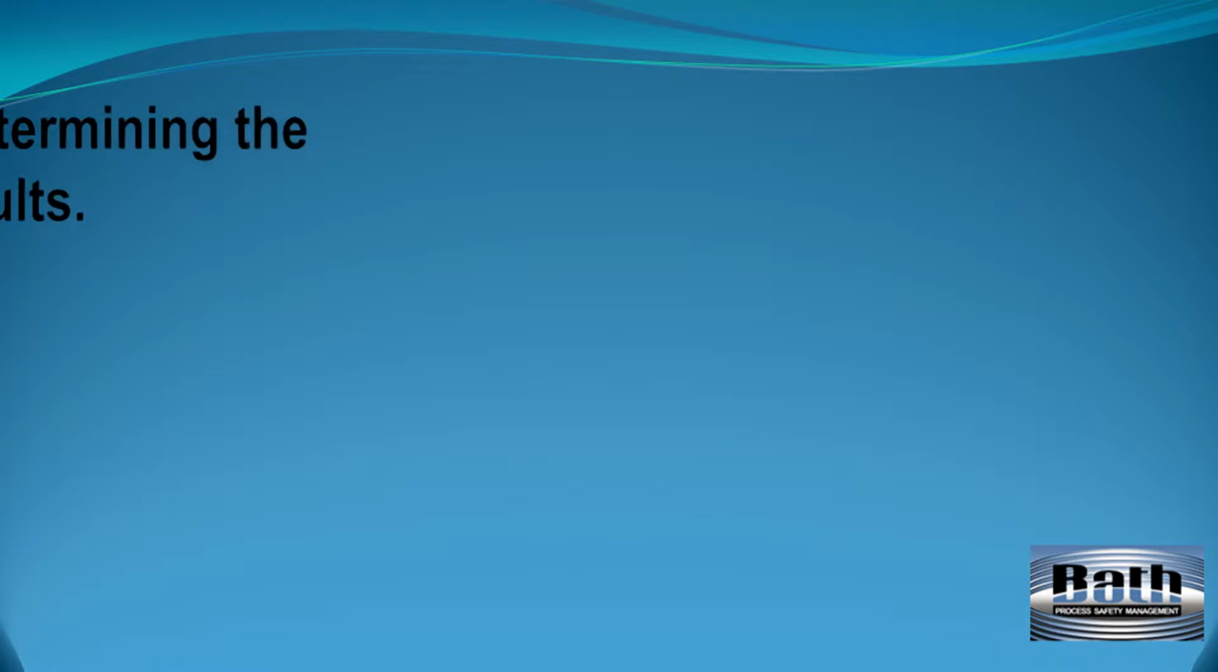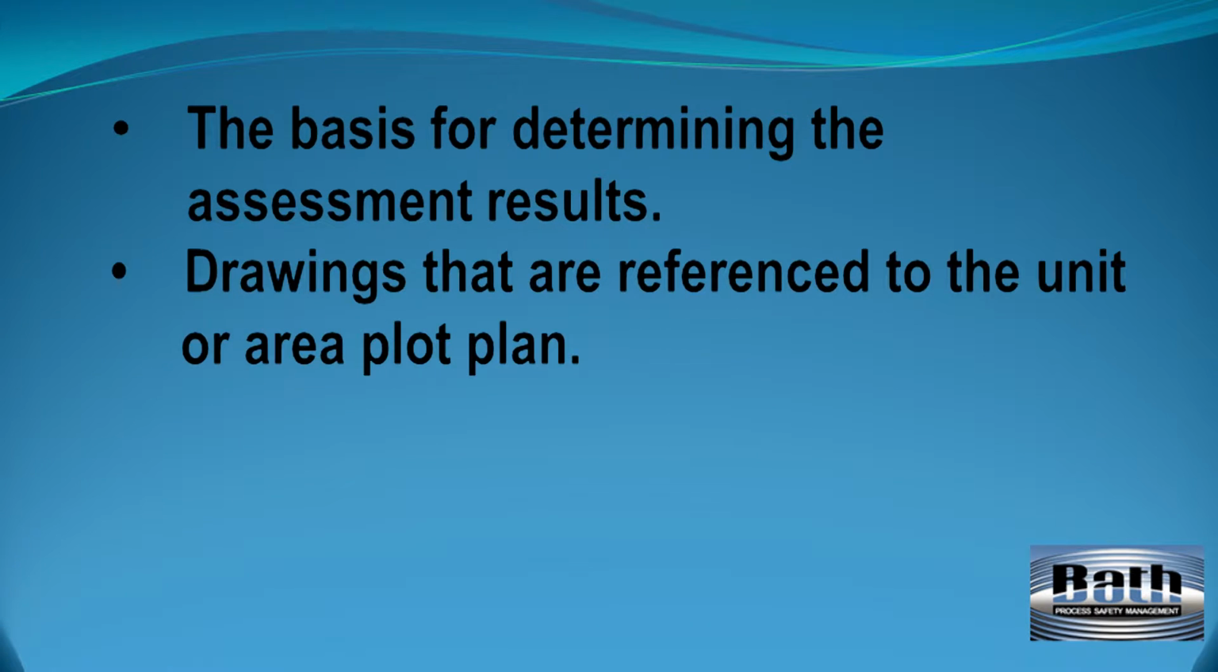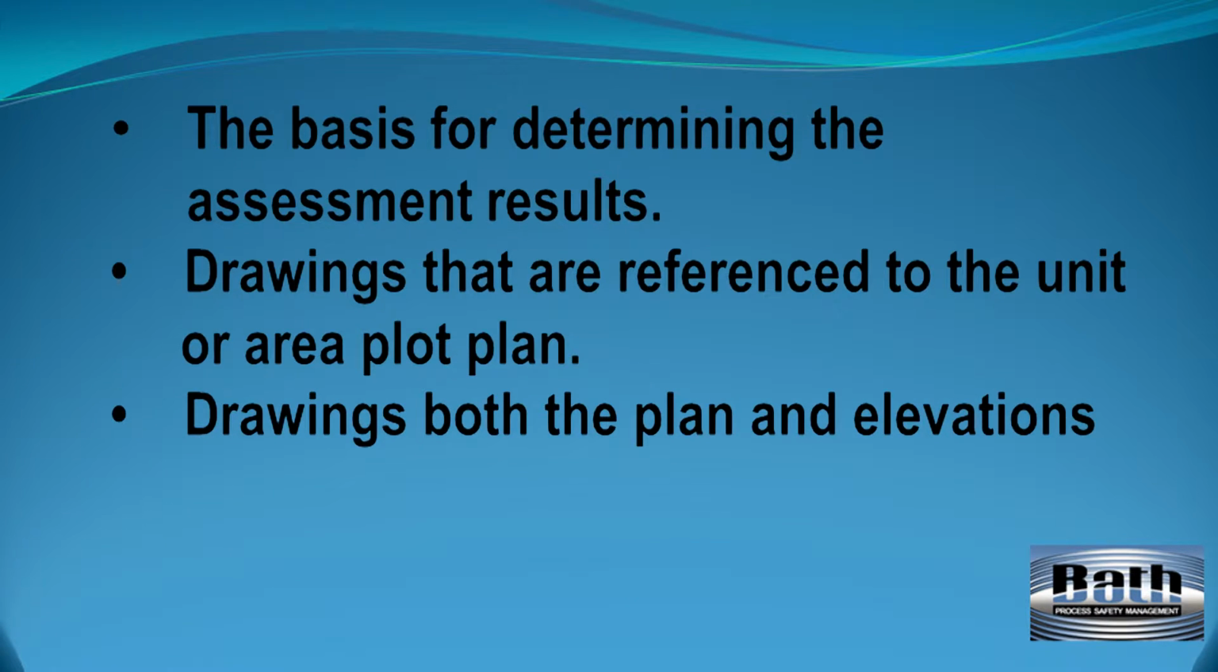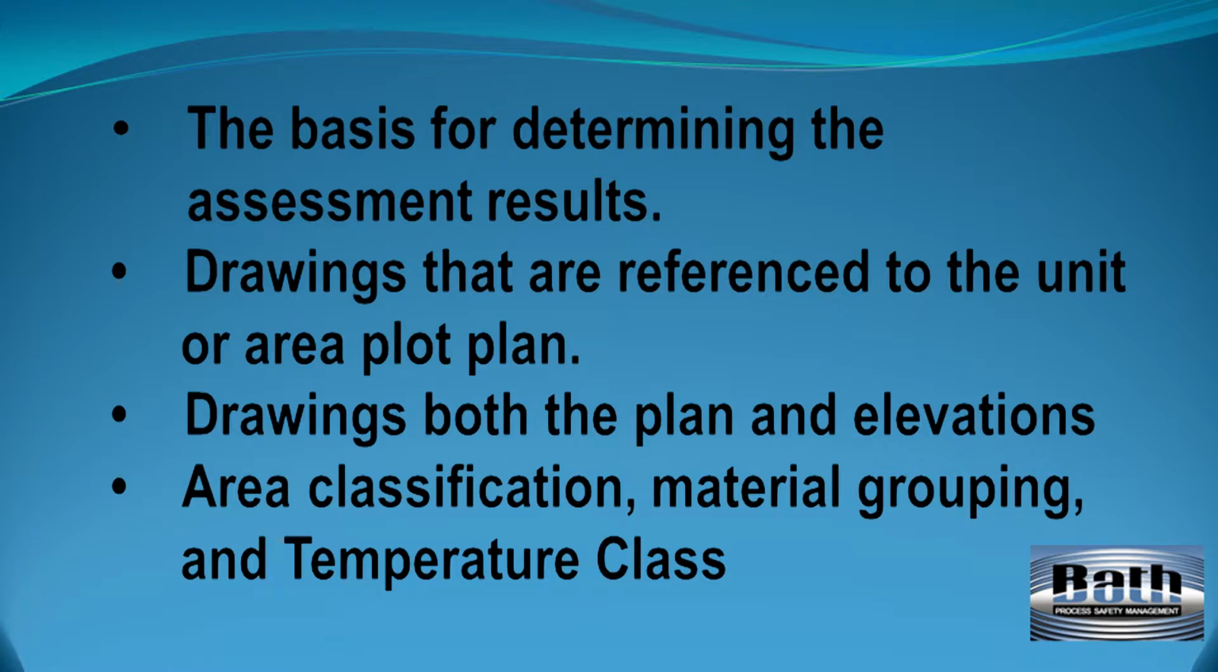The first category addressed was hazardous area classification documentation. This documentation should include the following: the basis for determining the assessment results, drawings that are referenced to the unit or area plot plan, drawings showing both the plan and elevation views, the area classification, material grouping, and temperature class designation or ignition temperature for dust. If your hazardous area classification documentation includes this information, you have resolved the issue of the lack of understanding.